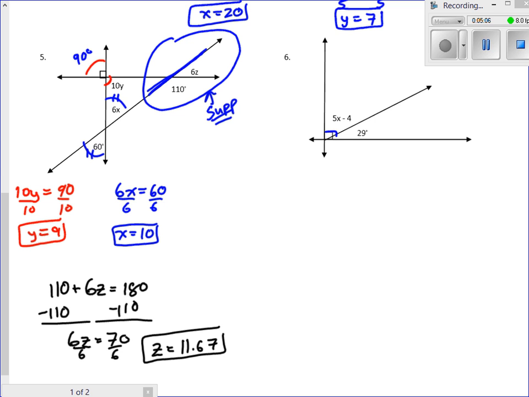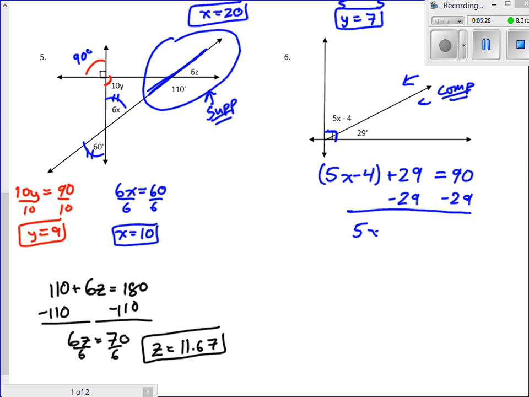Number 6, here's that right angle. We got 2 angles, which tells me that these two things are complements. So 5x minus 4 plus the 29 add up to be 90. And you can combine like terms right now if you'd like. We can move that 29 over right away. We're left with 5x minus 4 equals 90 minus 29, which would be 61. Now we can add 4 to both sides. So 5x equals 65.